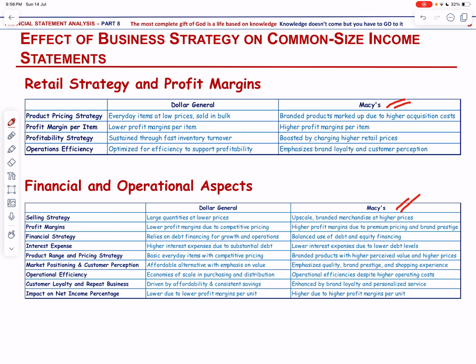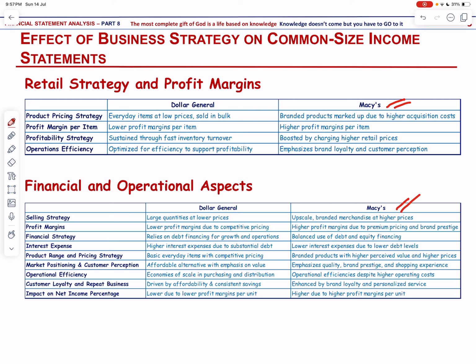Mackey's operates on a larger scale with prime locations. They provide additional services such as personal shopping, alterations, and customer loyalty programs. Higher operating costs are managed effectively due to their large revenue base and operational efficiency. Dollar General benefits from economies of scale in purchasing and distribution, but may struggle to maintain high profitability margins. This is because of operational costs linked to managing numerous smaller stores and the turnover of lower margin products.